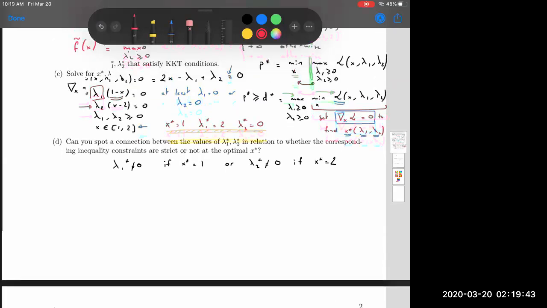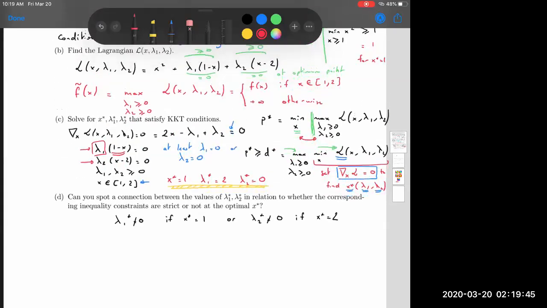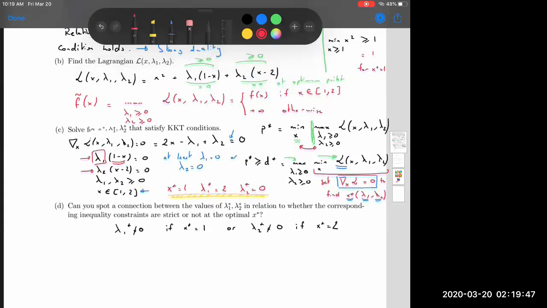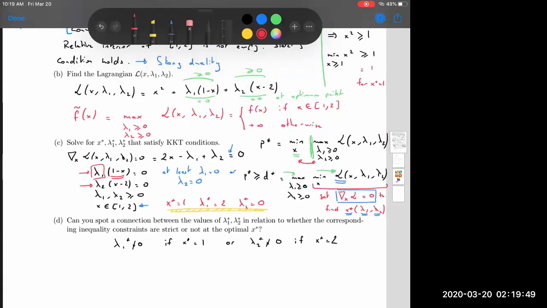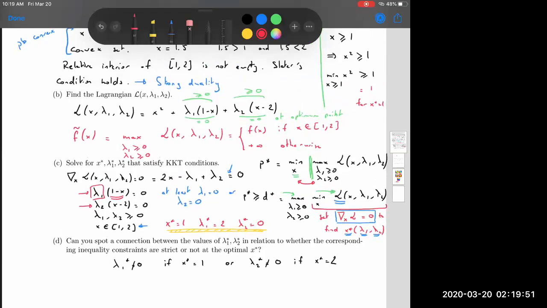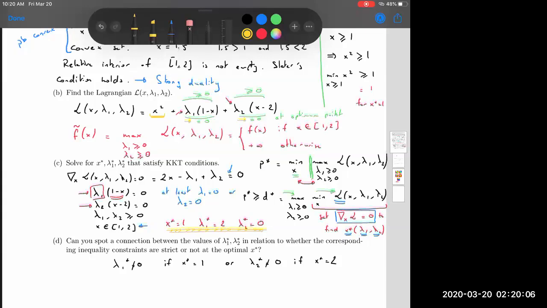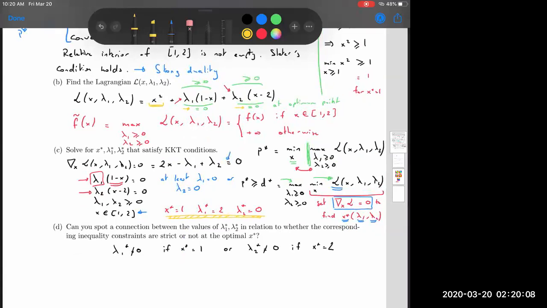And as I told you, for feasible points, you want the Lagrangian to be only equal to x squared. So you want this to be equal to 0 and this to be equal to 0. And that's complementary slackness. So it's kind of easy to see that the KKT conditions are necessary for optimality.